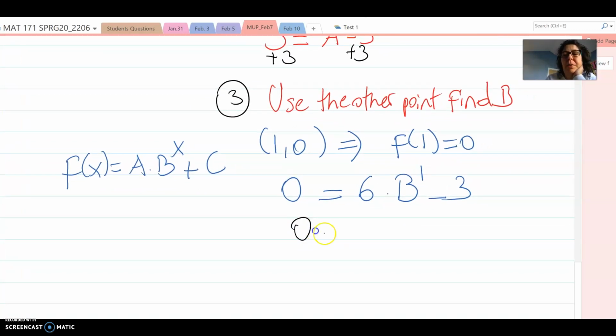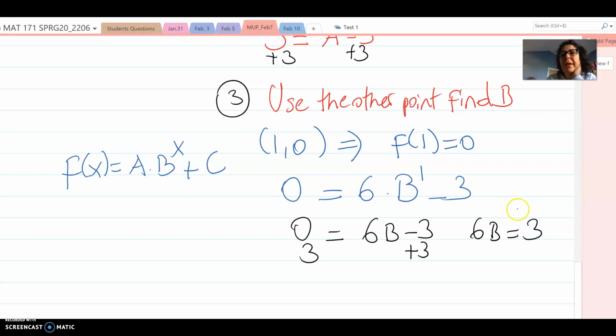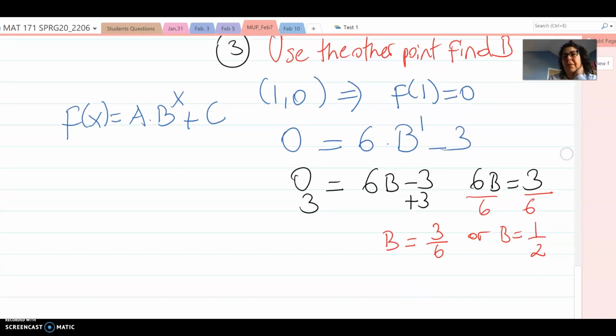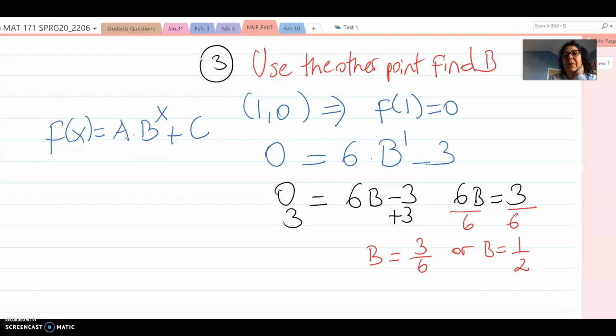Okay, so that's 0. B to the power 1 is B, -3. Add 3 both sides. 6b equals 3. Okay. Now that's so tempting, jump the gun, b is equal to 2, but it is not. It's 3 over 6, so hang in there. All right, so then b will be equal to 3 over 6, or b will be equal to 1 over 2. All right. So then get all those things together and write the function.